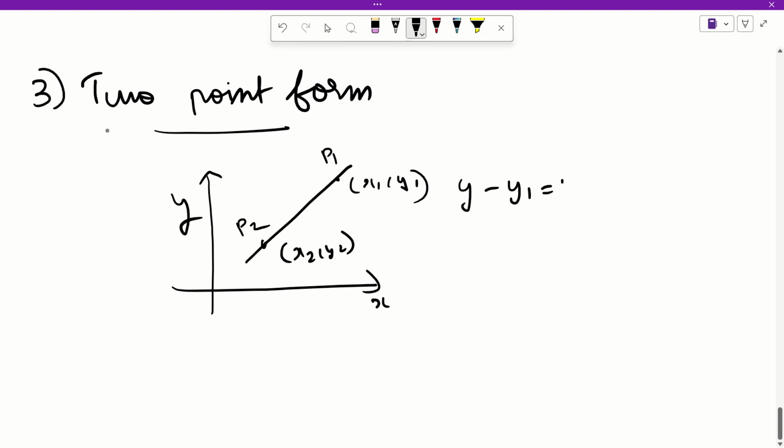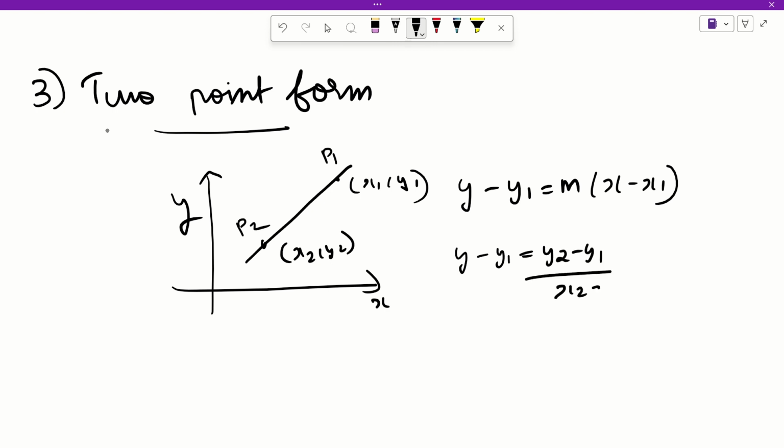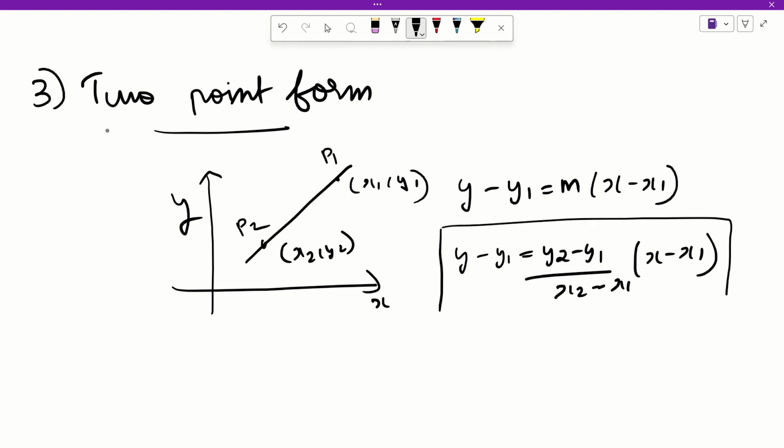Y minus y1 equal to m into x minus x1. For this 2-point form, I have already explained what is m. If we have 2 points, what is it? Y minus y1 equal to (y2 minus y1) by (x2 minus x1) into (x minus x1). Important equation.